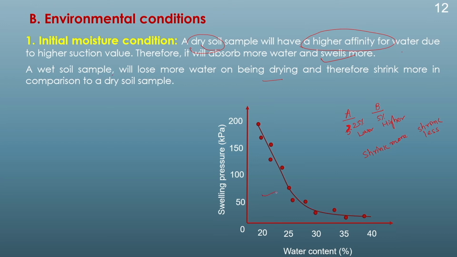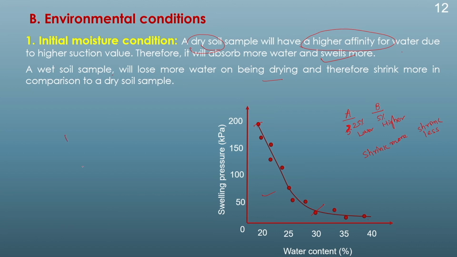Here in this plot we can see the variation of the swelling pressure with water content. With increase in the water content, the swelling pressure of the soil decreases. Initially we can see there is a large variation of the swelling pressure with the water content, but after reaching a certain value, the swelling pressure almost becomes constant.